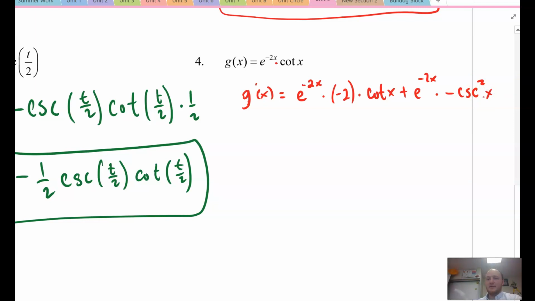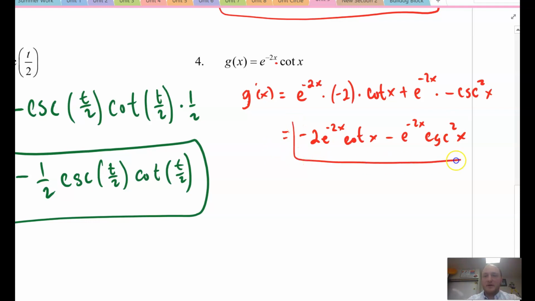Okay, and there it is. If you want to go ahead and clean house, you can. So you have negative 2e to the negative 2x cotangent of x minus e to the negative 2x cosecant squared of x. Okay, and if you wanted to factor out e to the negative 2x, you could also do that, but that's good.